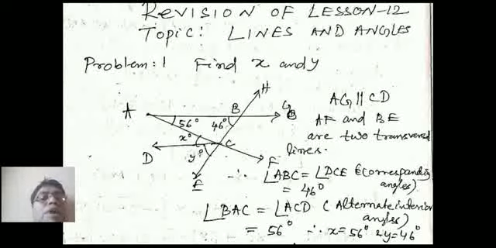Similarly, you have two alternate angles, with AF as the transversal line. So angle BAC is equal to angle ACD, which will be equal to 56 degrees. Therefore, the alternate angle as shown in the figure is x and the corresponding angle is y. Therefore, x is equal to 56 degrees and y is equal to 46 degrees.